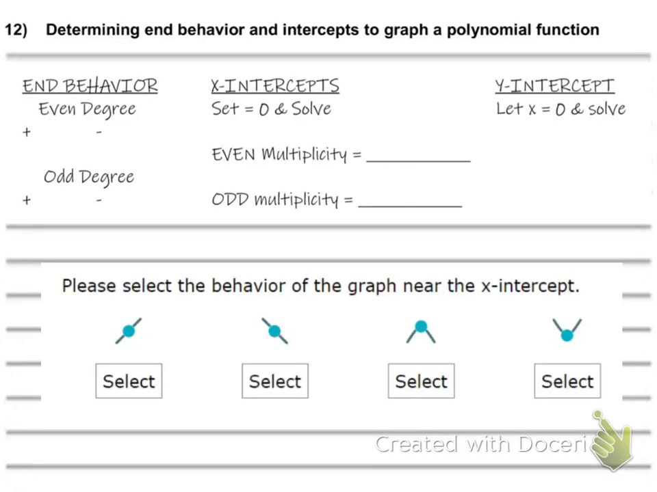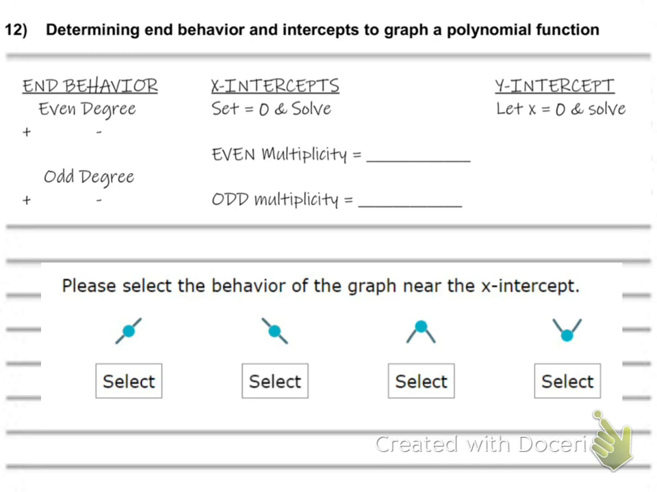Okay, so we're going to look at using end behavior and intercepts to graph a polynomial. This is kind of the culmination of all sorts of things about polynomials. So we're going to go through the rules and stuff first.